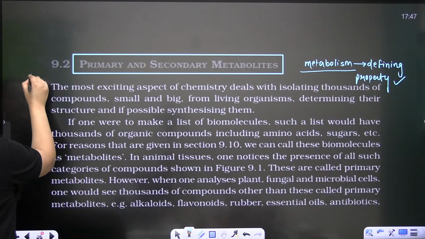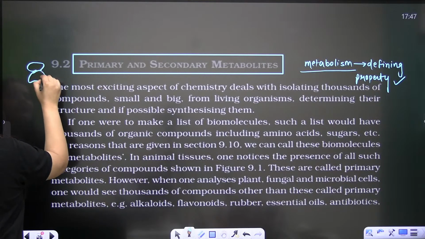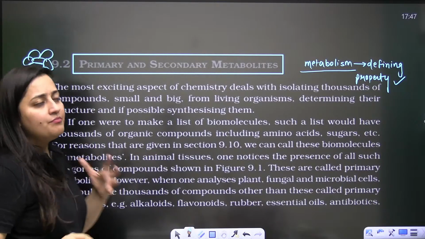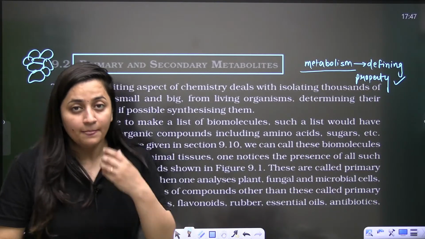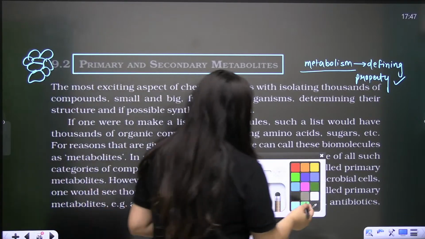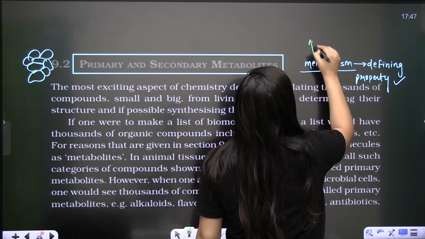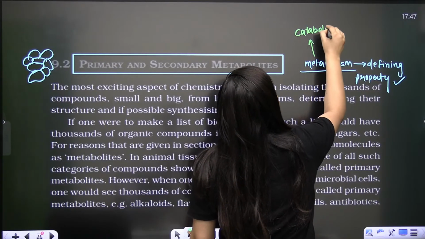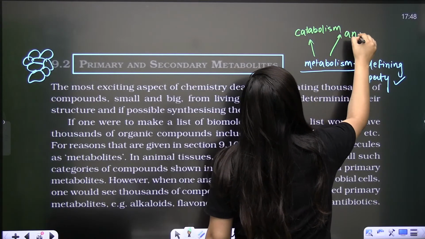All the living organisms, talk about the unicellular, talk about the multicellular, you can talk about any of the living organism, definitely metabolism is there in their body, the chemical reactions are there in their body, right bache? So when you talk about the metabolism, there are two words, one is catabolism and second one is anabolism.